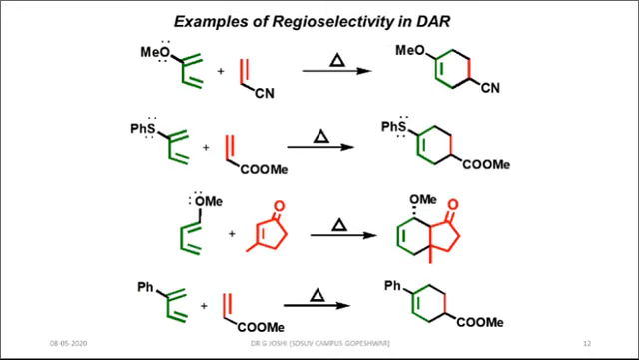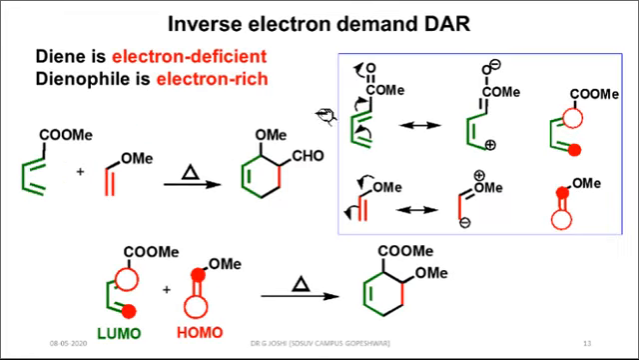In all the examples given in this slide, one common thing is that all the dienes are substituted with electron donating groups, and all the dienophiles are substituted with electron withdrawing groups. Let's see what will happen if we change the nature of the groups attached to the diene as well as to the dienophile. That means if we put an electron withdrawing group on the diene and an electron donating group on the dienophile, as we have seen here.